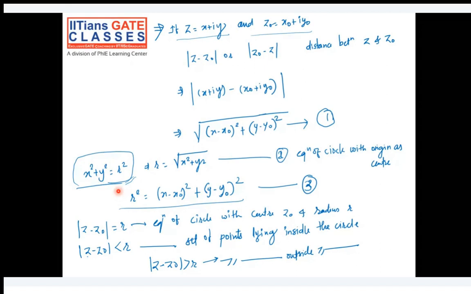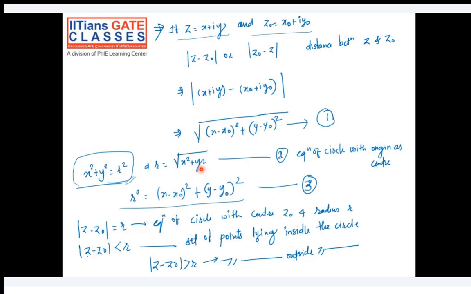So equation number 2 represents the circle with the origin as a center, and this will be the generalized equation number 3, where the equation of the circle is given by r square equal to (x minus x0) whole square plus (y minus y0) whole square. This is the general equation number 3. If you put x0 and y0 as 0, 0, it will become equation number 2, right?